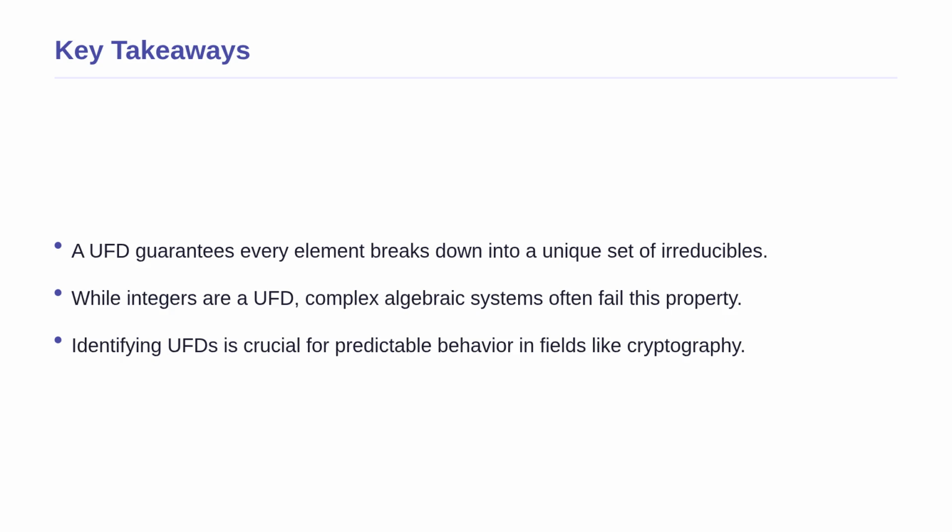We have covered a lot of ground today, so let us summarize our key takeaways. First, a unique factorization domain is a mathematical space where every element breaks down into a single, unique set of irreducible building blocks. Second, while ordinary whole numbers naturally behave this way, we proved that complex algebraic systems like the ring with the square root of -5 do not. Finally, identifying whether a ring is a unique factorization domain is crucial for guaranteeing predictable behavior in fields like cryptography. You have now mastered the fundamental concepts of unique factorization.